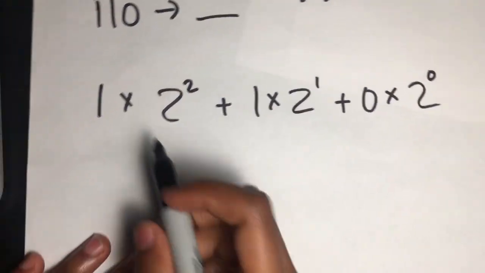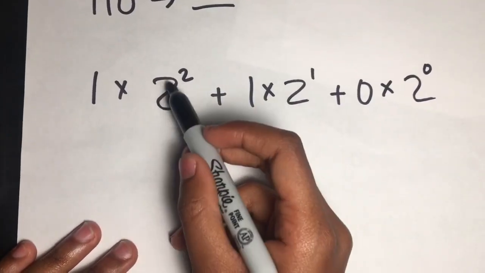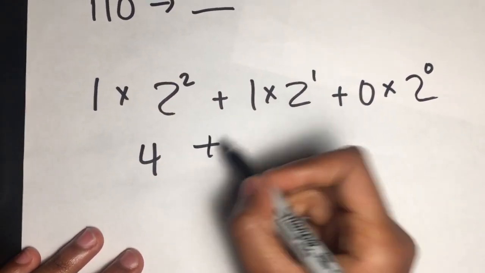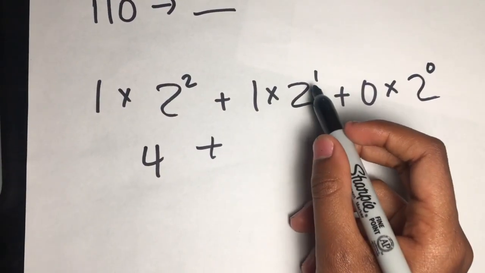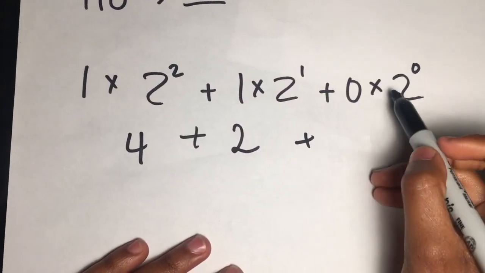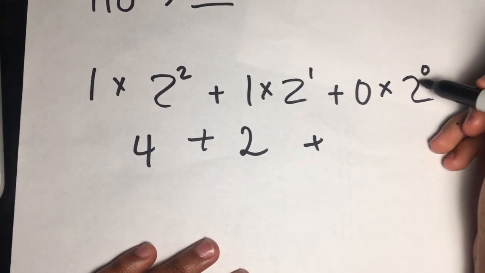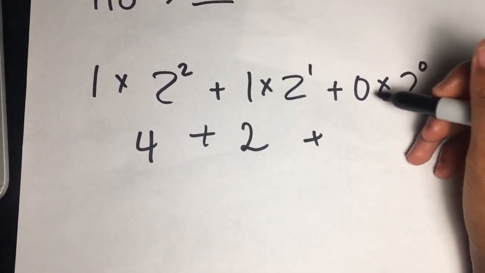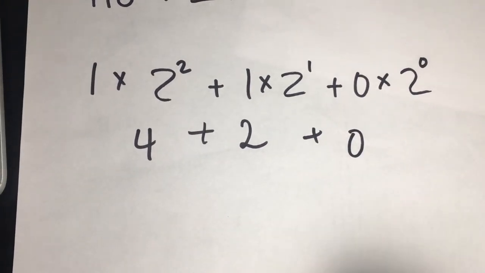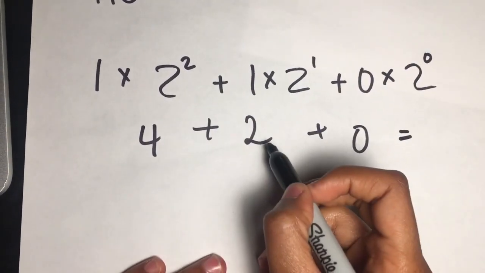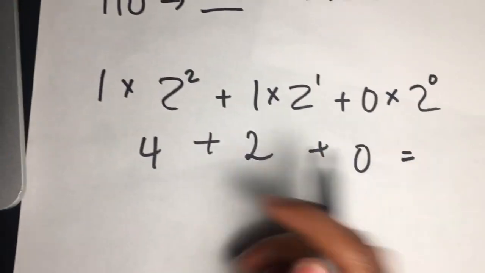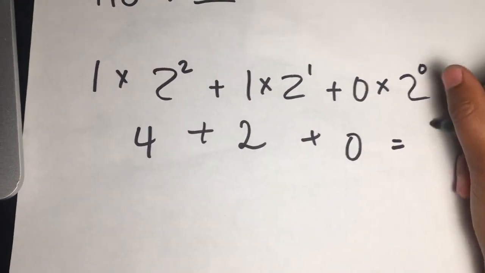And so this will give you 1 times 2 squared, which is 4, plus 1 times 2 to the power of 1, which is 2, plus 0 times 2 to the 0th power. 2 to the 0th power is 1, but anything times 0 is 0. So this would be 4 plus 2 plus 0. That would give you 6.